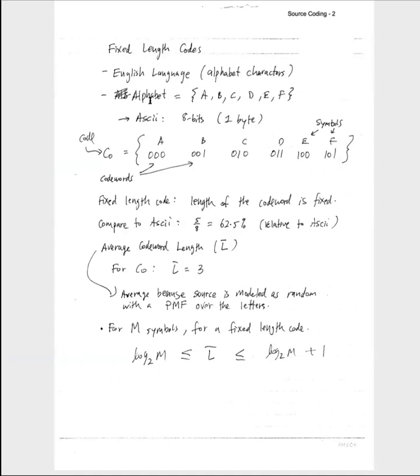And again, we can define a few properties of this source code. We're going to define the average code word length. Now, in this case, the code word length is fixed to 3. So the average over all the symbols is, of course, 3, right? Now, the reason we want to average is that we'll often model our source as a random quantity with a certain probability mass function.